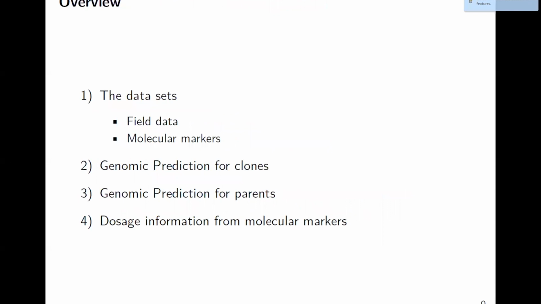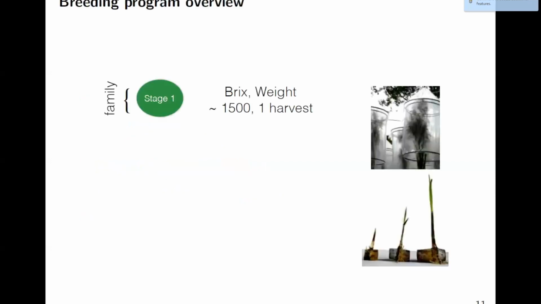So just an overview of my presentation, I'm going to start describing my data sets, both the molecular markers and the field data, and then present the 3 main results that I have, which are prediction for clones, prediction for parents, and then another way of looking at the molecular markers in sugarcane. So field data. I'm going to give an overview of the breeding program in sugarcane in broad terms.